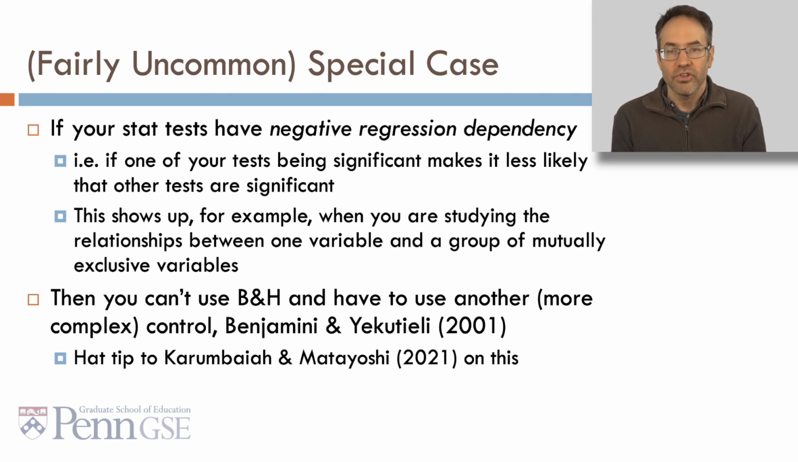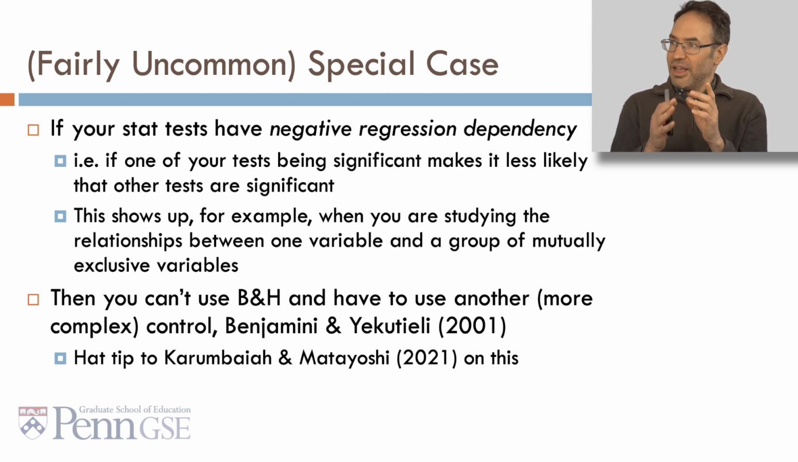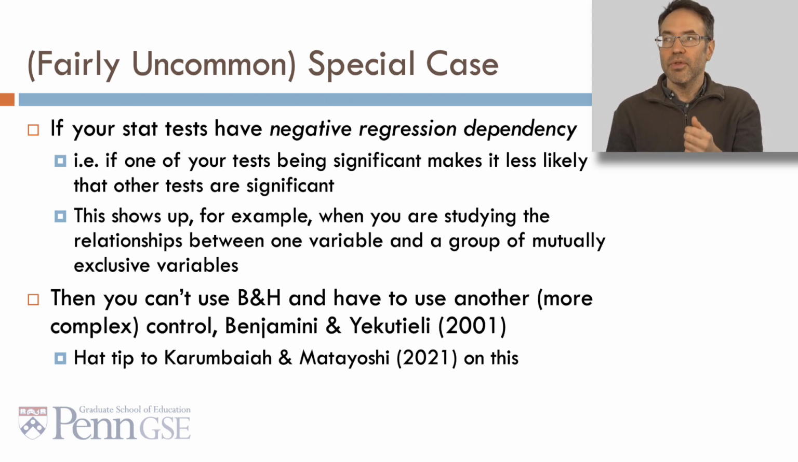And this shows up, for example, when you're studying the relationships between one variable and a group of variables that are mutually exclusive with each other. So it's kind of a special case, but for example, in affect dynamics work it shows up. And I want to give a hat tip to Shamya Karumbaiah and Jeff Matayoshi on this one. They published a great paper that kind of pointed out this issue, and it pointed out that a lot of people were making this mistake, including me.